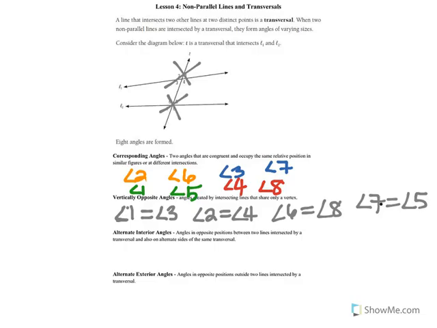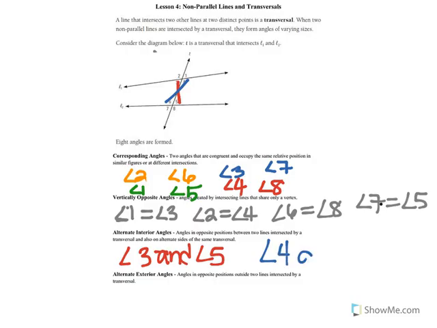And then we have alternate interior angles. So interior means the inside. So we like to think of this as the interior and then this as the exterior. And alternate means on the opposite side. So our alternate interior angles go like this and like this. So angle 3 and angle 5. And then we also have angle 4 and angle 6.